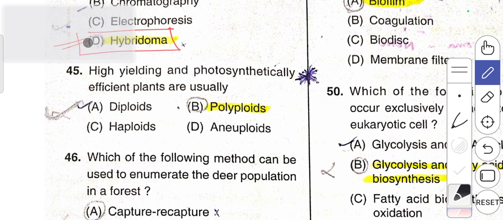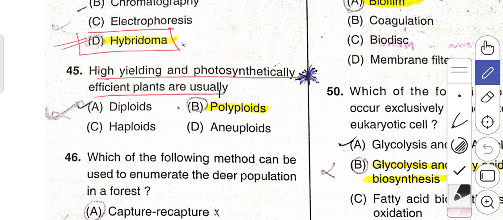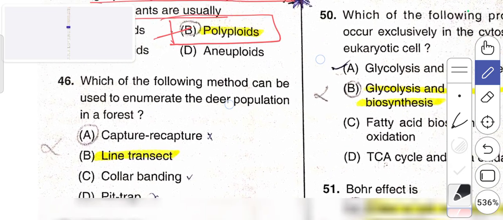Then 45th question. High yielding and photosynthetically efficient plants are usually called polyploids. That is, B is the right answer for this 45th question.